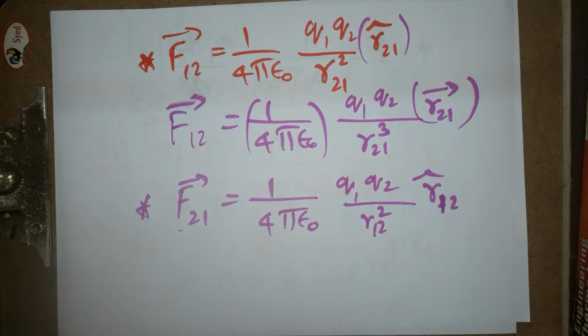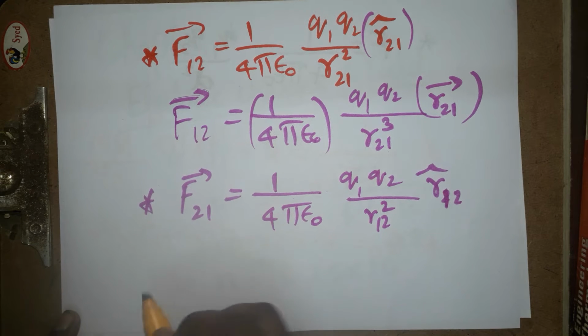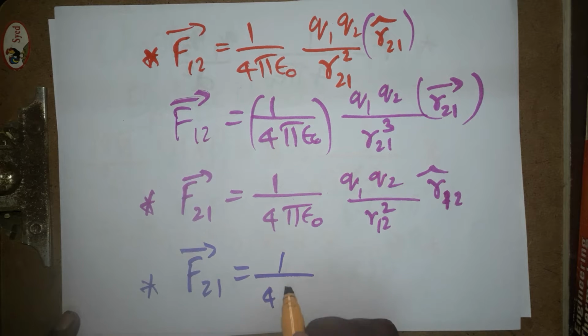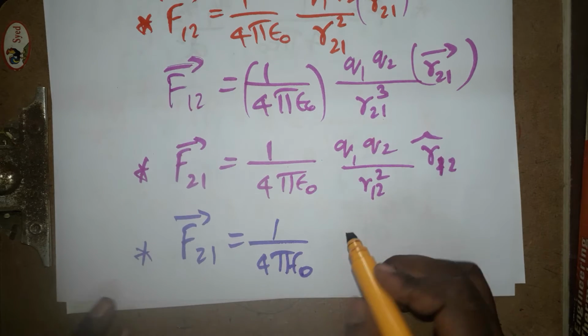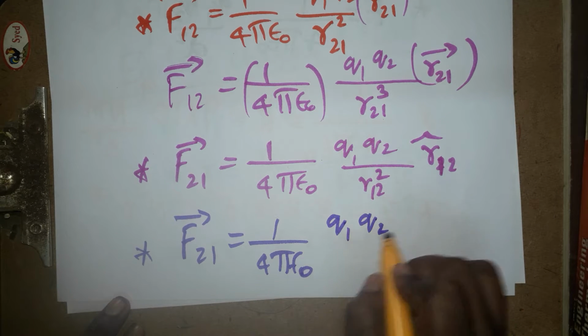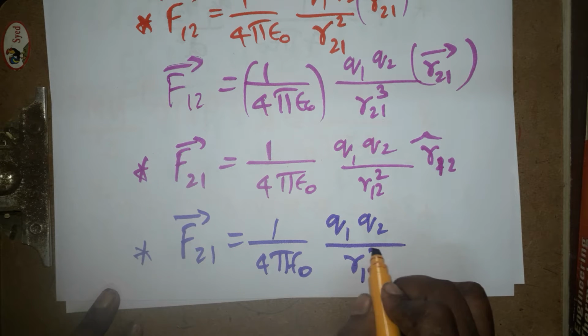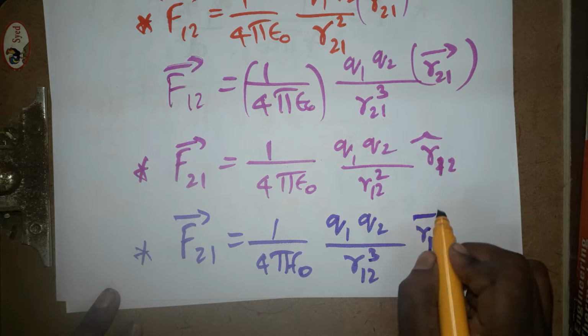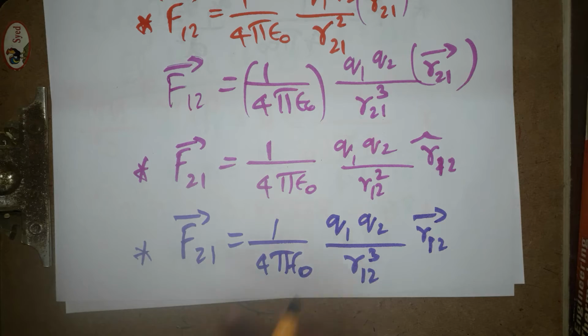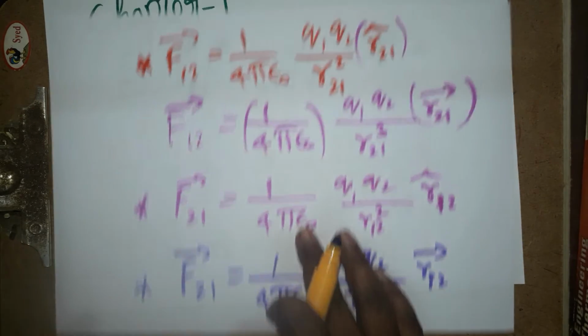The same formula you can write in a different way, in cube format also. Force on the second charge due to the first charge is 1 divided by 4 pi epsilon naught, q1 q2 divided by r12 cube, r12 vector. This way also you can write. This is Coulomb's law in vector form.